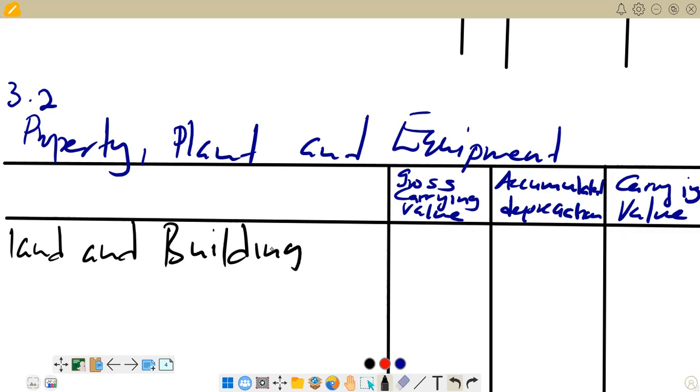Land and buildings. So we have got 294,000 here. And we said there's no depreciation for land and buildings. And then we have 294,000 at the end.